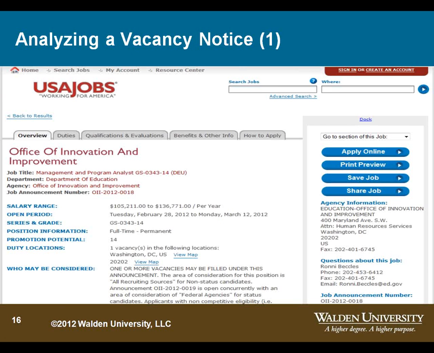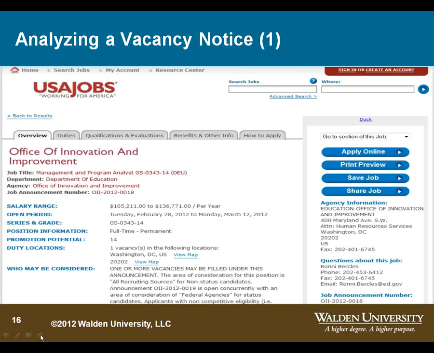Underneath the title, Office of Innovation and Improvement, there are four key pieces here. The job title plus the series number, and this is a GS, so it's General Schedule. 0343, that's the job series. And if you go on OPM's website and type that in, that'll tell you what kind of duties and knowledge, skill, and abilities you need to know for that job series. 14 is the grade, and that tells you basically how much you get paid. Department of Education, the agency, good stuff to know.